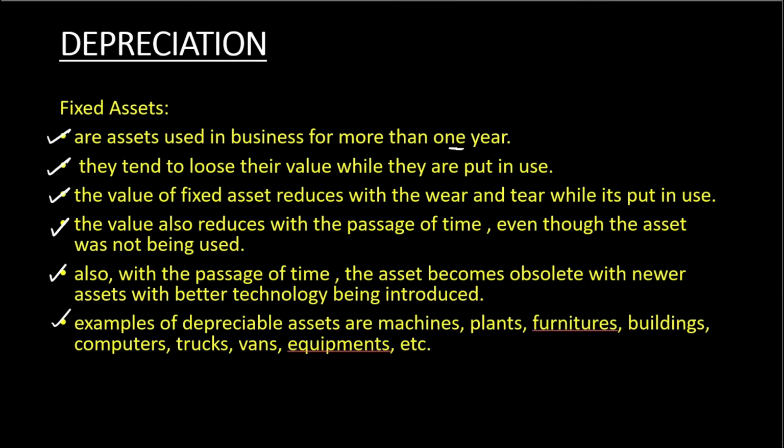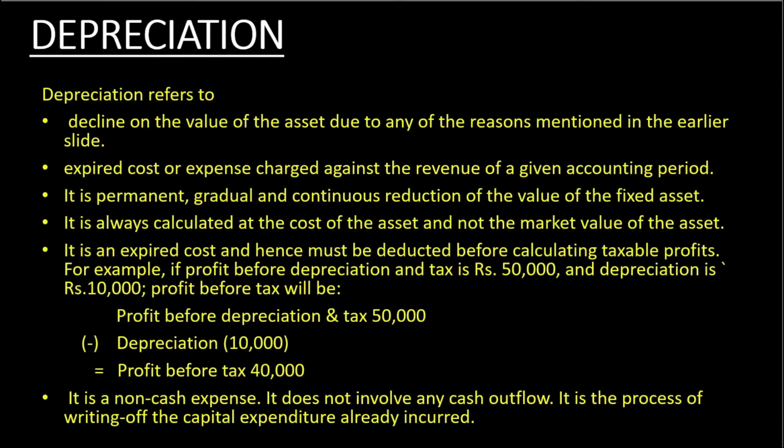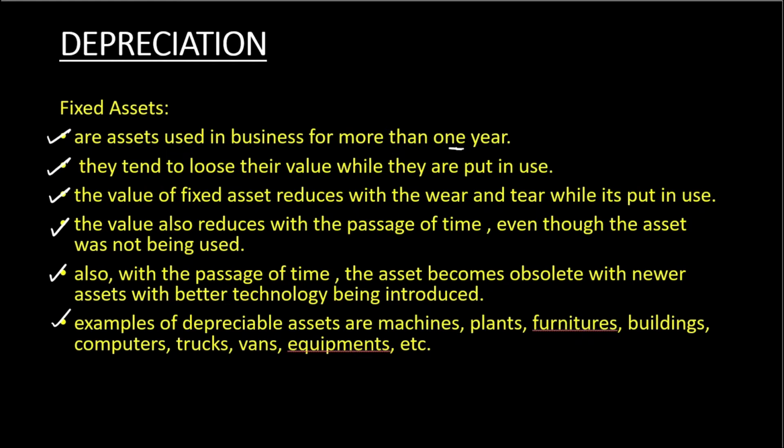Examples of depreciable assets are machines, plants, furniture, buildings, computers, trucks, vans, equipment, etc. Now, these things happen to the machines or to the assets while the firm is using them. What is depreciation? Depreciation refers to decline in the value of an asset due to any of the reasons mentioned in the earlier slide.